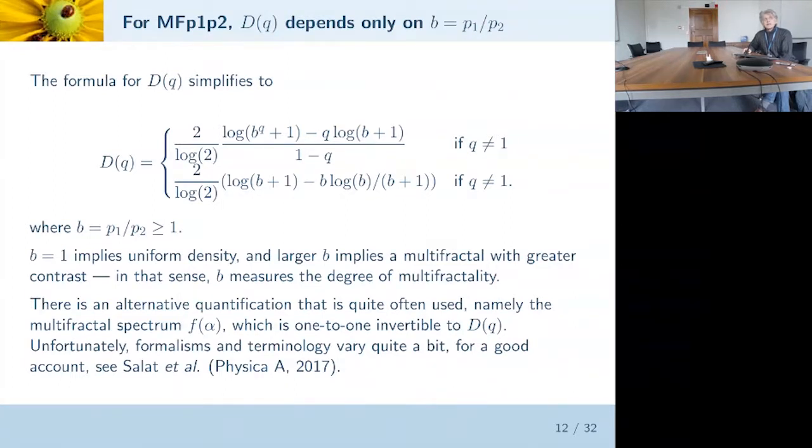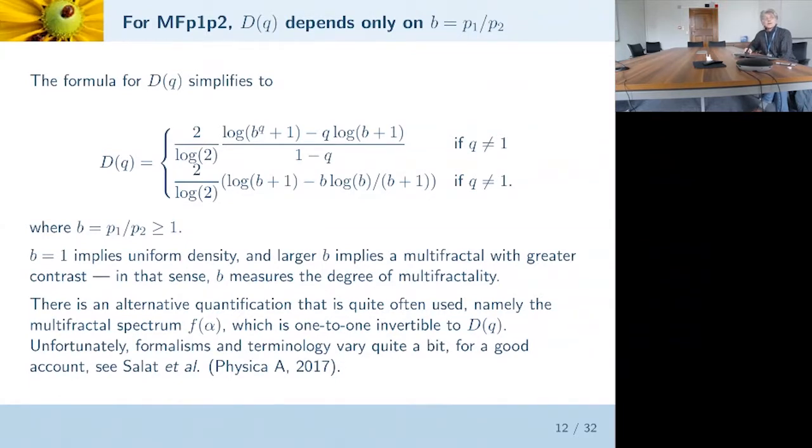So this B is just the ratio between P1 and P2. It must be bigger than or equal to 1. And now we can say that we have a multifractal MFP1, P2 with known values of the Renyi dimensions. It's equivalent to what is sometimes called the multifractal spectrum F of alpha, and you can go backwards and forwards between F of alpha and D of Q, but there is some variation in formalism and terminology, and here's a reference for somebody who's trying to sort it out, and they are proposing terminology. I'm not sure that I fully agree with that being the right way to go, but at least they mention all of the different terms and how to deal with them.